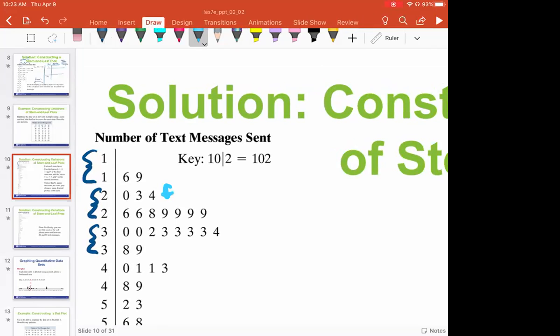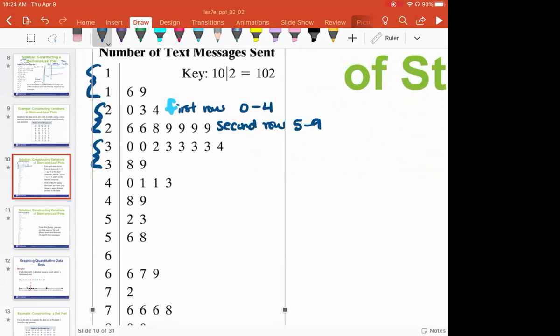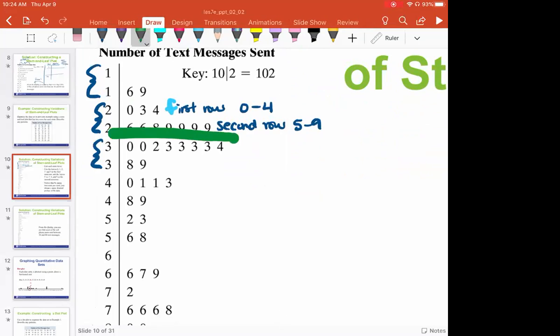So in the first row, we want numbers between 0 and 4. And our second row, they want numbers between 5 and 9. So take a look at our stem of 3, our 30s. If we take a look at those only, we see that our first row has numbers that are less than 5. So 4, 3, 4, 3, 3, 3, 3, 3, 2, 0, 0. They're less than 5. And the next row has those numbers that are 5 and larger.